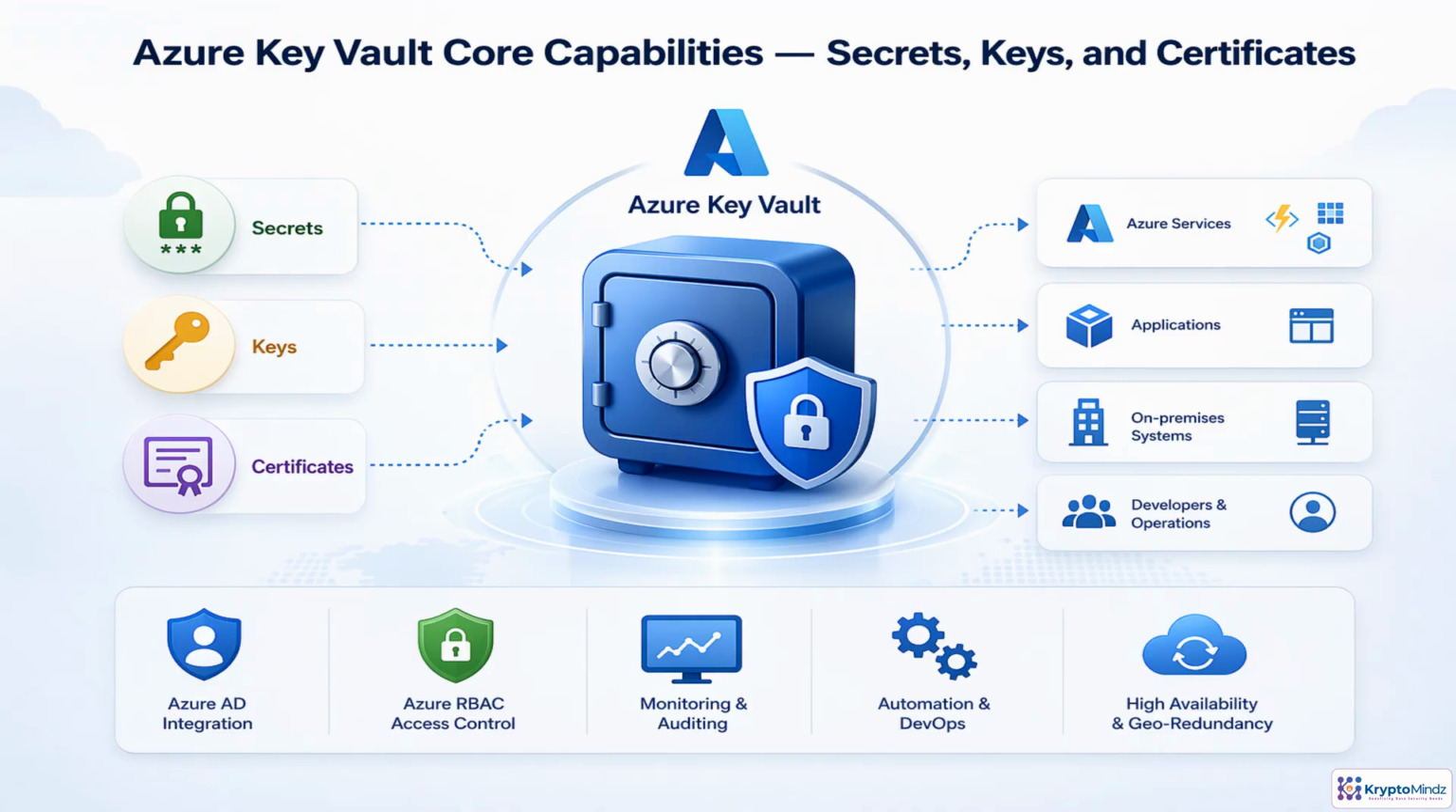Azure Key Vault acts as the controlled handoff point between sensitive material and the workloads that need it. Secrets include values like passwords, API tokens, and connection strings. Keys are cryptographic assets used for encryption, signing, or wrapping other keys, with options for HSM protection. Certificates support TLS and SSL identity, including import, renewal, and lifecycle tracking.